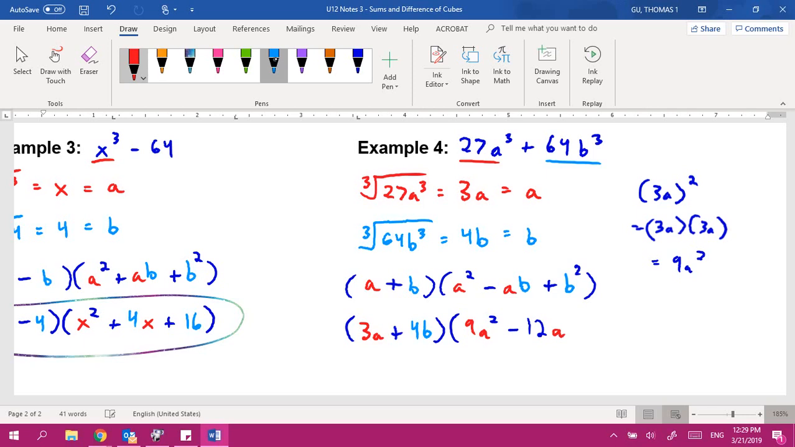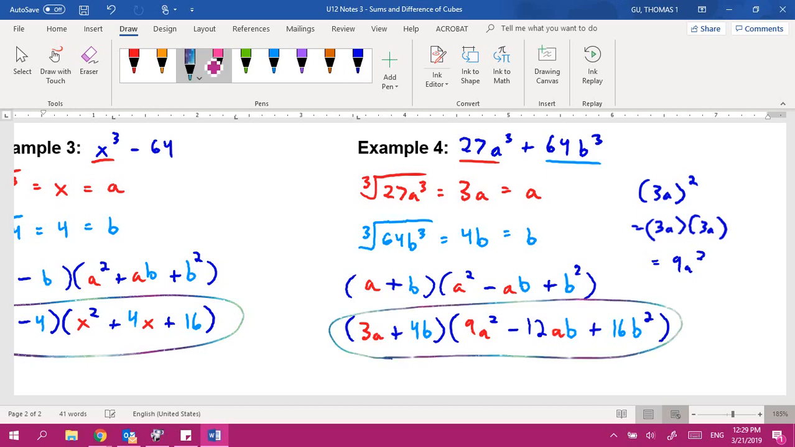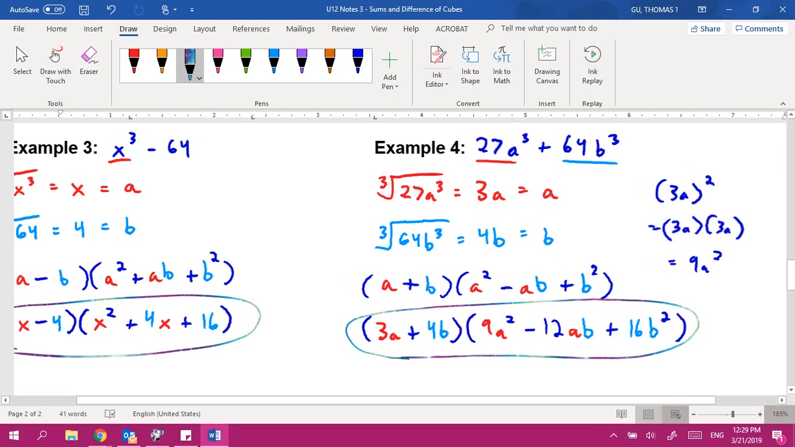A, B. And then? 16 b squared. And there's the answer. Nice. Boom, there it is. All right, on to the next one. We got 2 more.